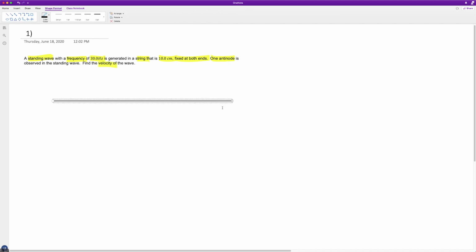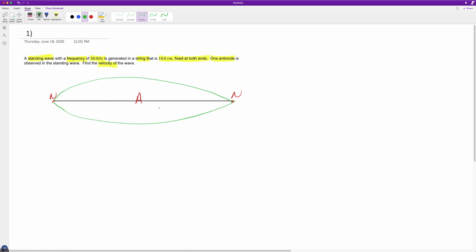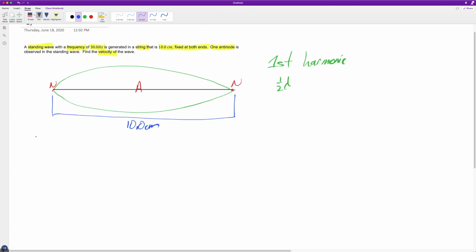So let's sketch it. Here's our string. We know that one antinode is observed, and since it is fixed at both ends, we have nodes on both sides. Therefore, what we have is our fundamental, or our first harmonic, and that means we have 1/2 of our wavelength, because from node to node is 1/2 lambda. The other information we know is that the length here is 10 centimeters. So based on this information, we can solve the problem.